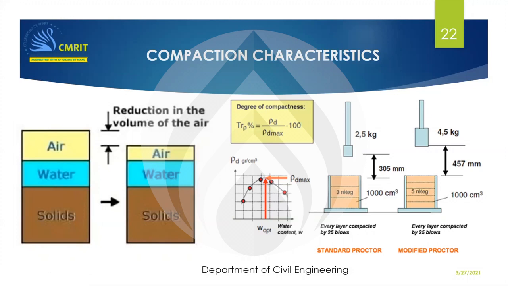But we will not always be able to achieve this dry density in the field. So we have something called the degree of compactness. Even in the codes, they emphasize attaining at least some percentage of the lab density, which is considered the degree of compactness. It will range like 95%, 98%, like that.